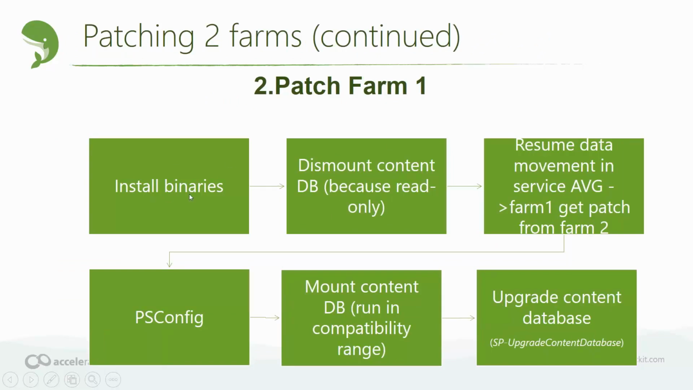Same process. You install the binaries in the main farm. Your content databases are read-only because it's now the DR, so you have to dismount them. Then you can put the service application database back into the availability group. You start the data movement, and automatically your farm 1, the one which is getting patched, will get the patch from the service database in farm 2. It will be upgraded. Then you can run psconfig and mount the content databases back.